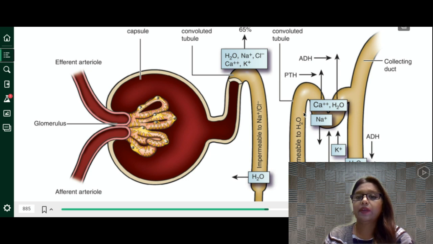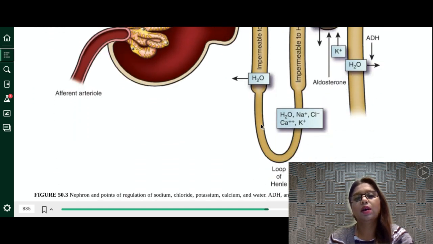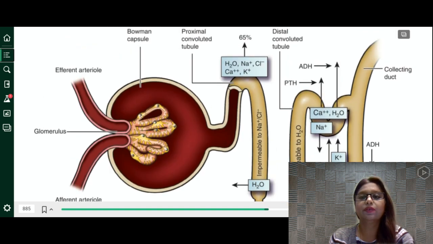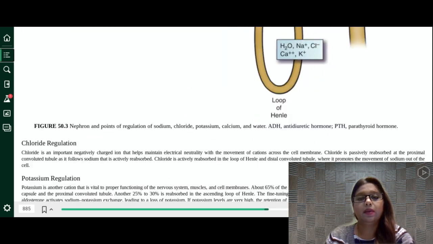And then if you look over here, this is a convoluted tubule, and you see more calcium, water, sodium, potassium, all of these electrolytes and water get absorbed here. And then this small little thing is called the loop of Henle. And remember, medications that work on the loop of Henle are called loop diuretics. And one loop diuretic is Lasix, also called furosemide. All right, so that is another part.